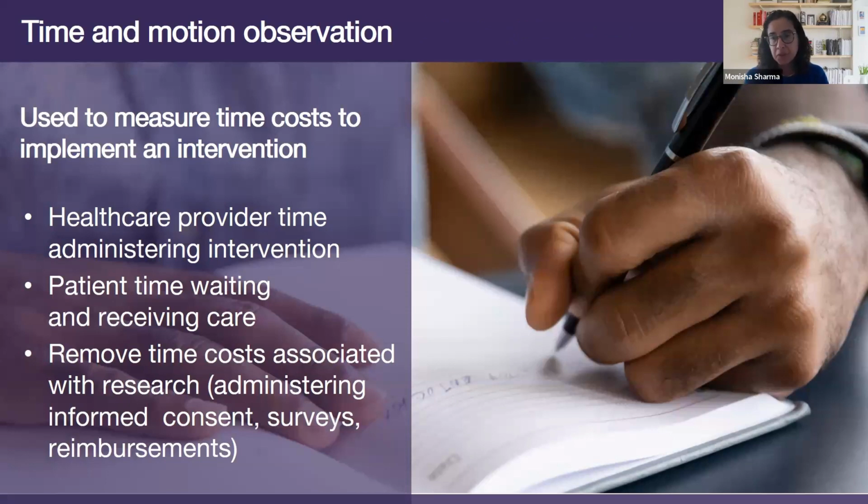So you can use time and motion studies to estimate healthcare provider time administering an intervention, and also participant time spent waiting and receiving care. And if you're looking at costs from a societal perspective, you'll want to also conduct time and motion of the patient. And we can also use time and motion to remove any research costs. So anything associated with administering the intervention from a research perspective that wouldn't be there if it were a program, you can identify and remove.